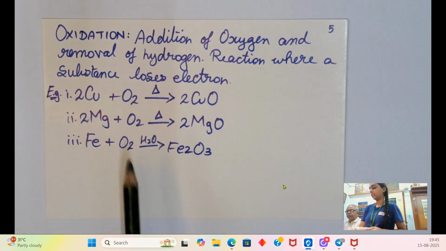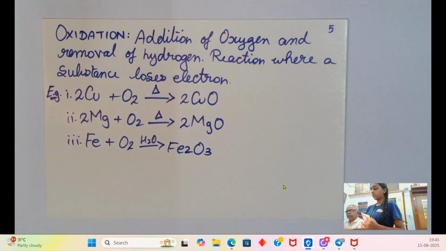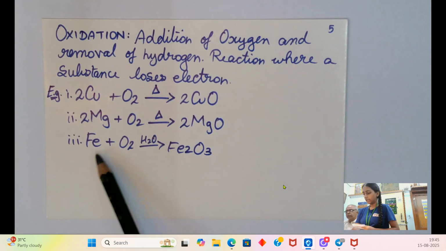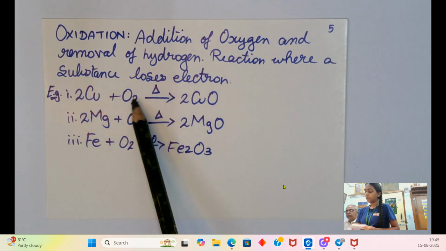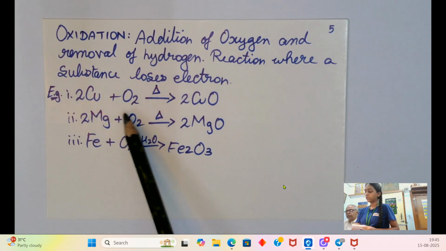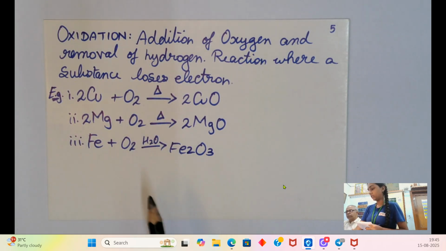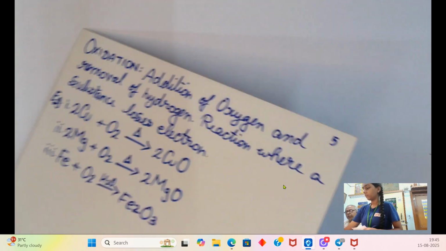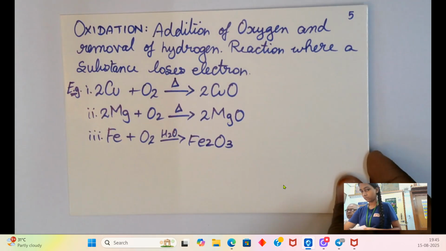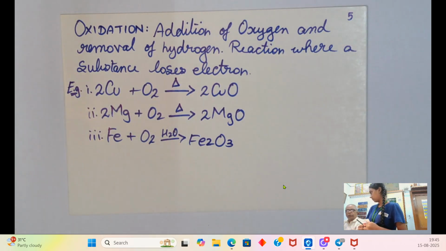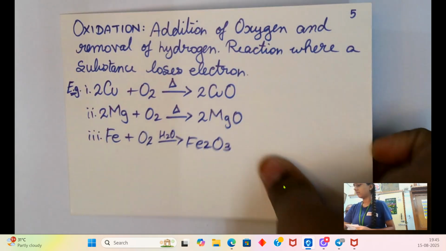So next we go to the topic oxidation. This is nothing but addition of oxygen and removal of hydrogen. In this case, it is a reaction where the substance loses electrons. So here are some examples. In the first two examples, this is done with the help of heat, and in the third one, it is in the presence of water. Actually, in this case, oxidation is expressed as the addition of oxygen.